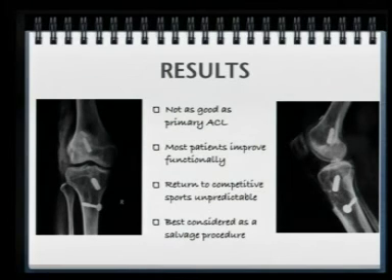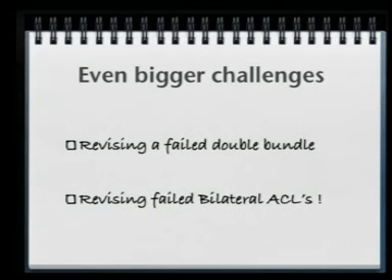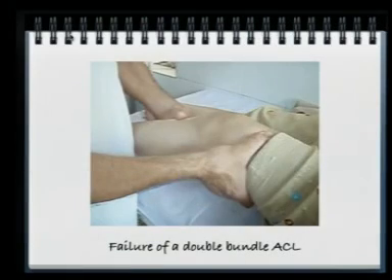One must remember that revision ACL is more or less like a salvage procedure. The results are usually not as good as a primary ACL. Most patients would improve functionally, but return to competitive sports is unpredictable. Even bigger challenges today are revising a failed double bundled reconstruction and revising a failed bilateral ACL reconstruction. So these are even more.